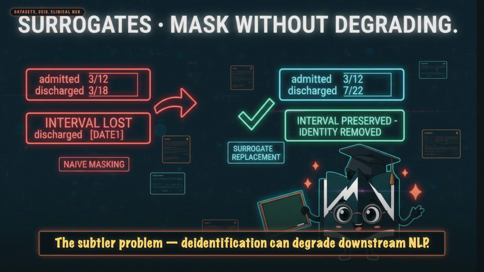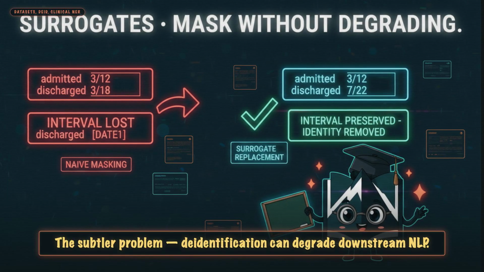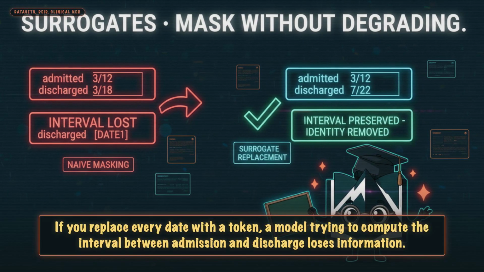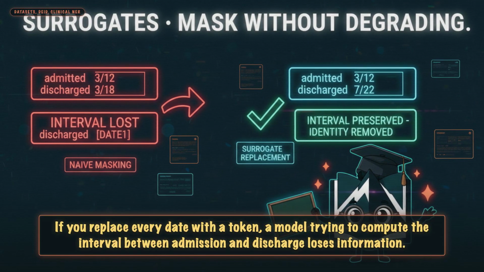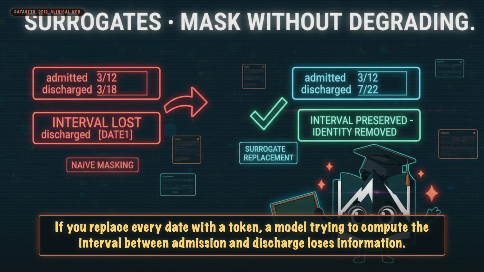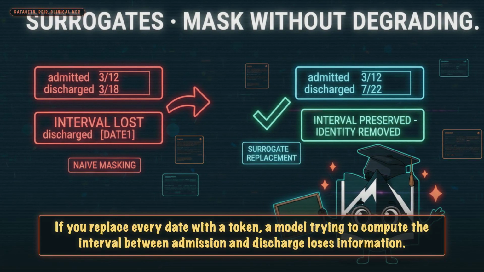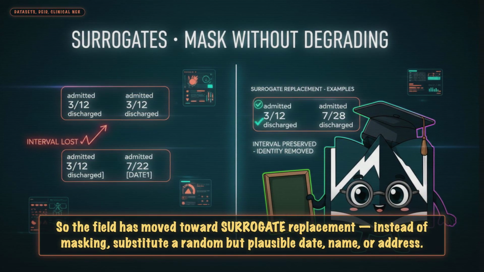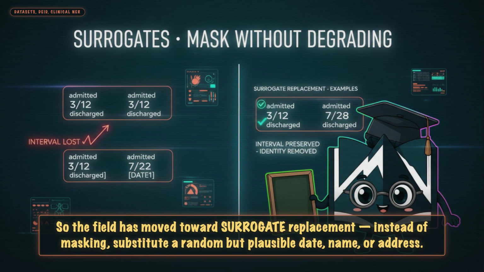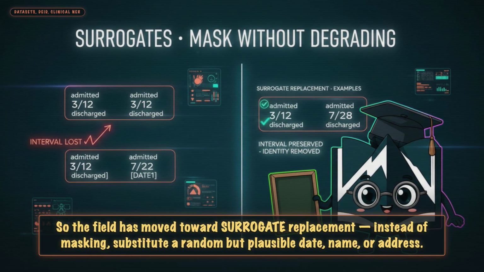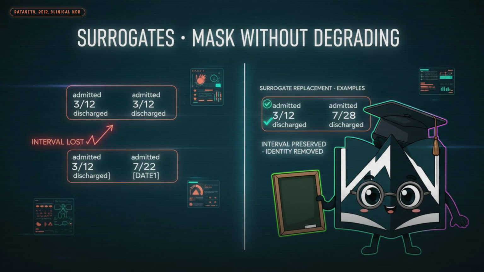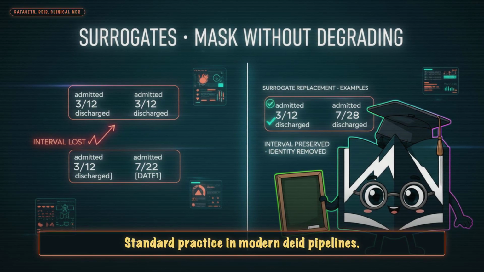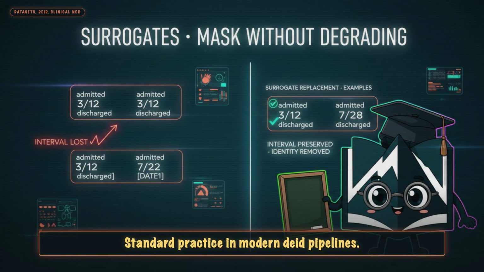The subtler problem: de-identification can degrade downstream NLP. If you replace every date with a token, a model trying to compute the interval between admission and discharge loses information. So the field has moved towards surrogate replacement. Instead of masking, substitute a random but plausible date, name, or address. Preserves structure. Removes PHI. Standard practice in modern de-identification pipelines.